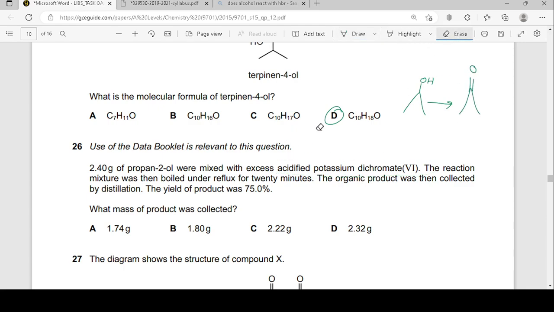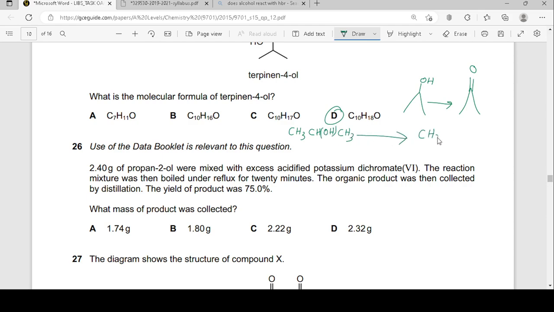And if you want, I'm going to write the condensed structural formula, so CH3CHOHCH3. Okay, you can put a bracket or not, I don't know if you need to.